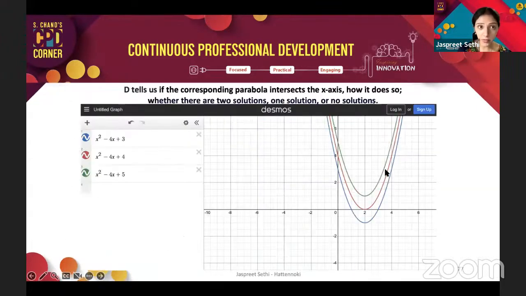So I show this using Desmos, a graphing calculator app, totally free. I have put in 3 quadratic equations, and look how beautifully just changing the constant is showing me these different graphs. The blue one corresponds to this one, which shows me 2 roots. So the discriminant, that b square minus 4ac, is actually telling us how the parabola is going to intersect the x-axis, and whether I'm going to have 2 solutions, 1 solution, or no solution.